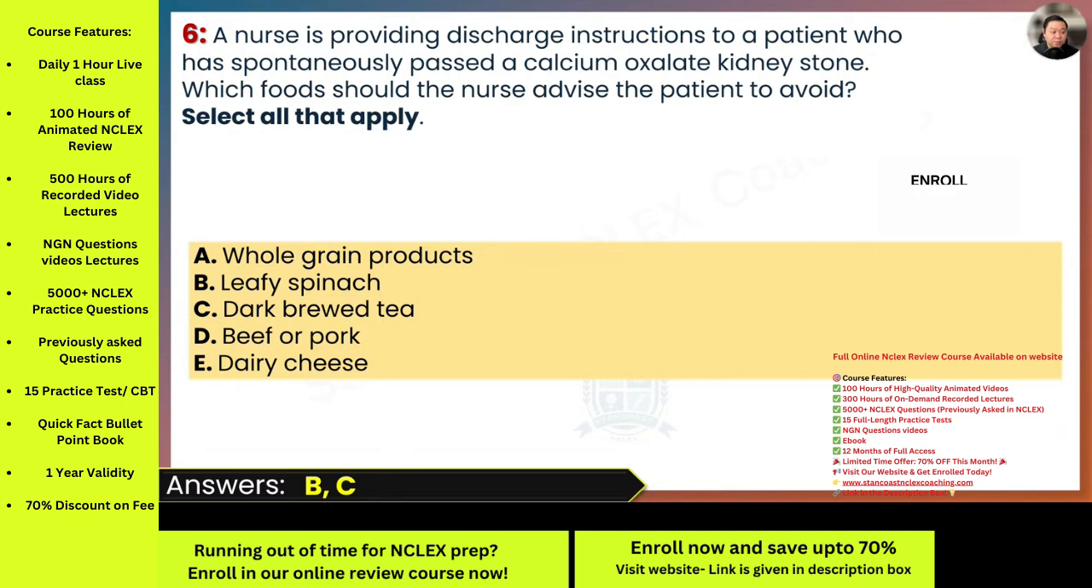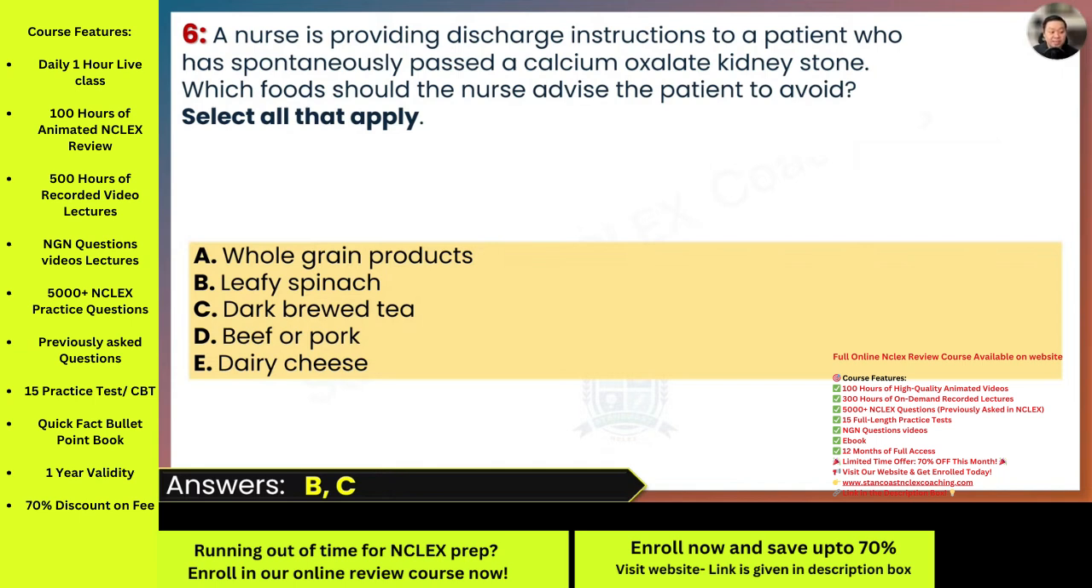Well, B is correct. It's because leafy spinach is high in oxalates, which are the compounds that can form calcium oxalate kidney stones. And since this patient has already passed a calcium oxalate stone, it's very important for this patient to avoid those food items containing oxalates. And if they consume this food item, this will increase their risk of forming more stones.